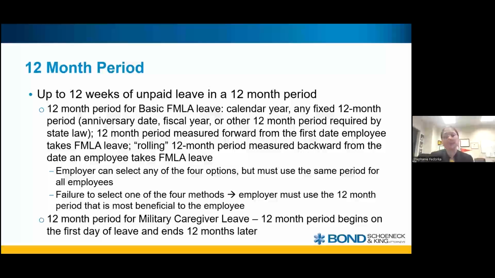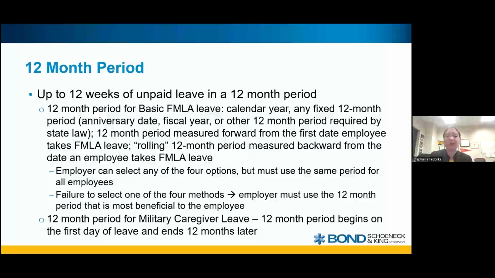So if there is another state FMLA law that may apply, and it goes by a particular period, then maybe you follow that to keep them consistent and running concurrently and avoid confusion. It's a 12-month period measured forward from the first date the employee takes FMLA leave, or a rolling 12-month period measured backward from the date that an employee takes FMLA leave. Generally, that last one is the one that is most beneficial to the employer, but it's ultimately your decision, right? As long as you select it and you have to use the same period for all employees.